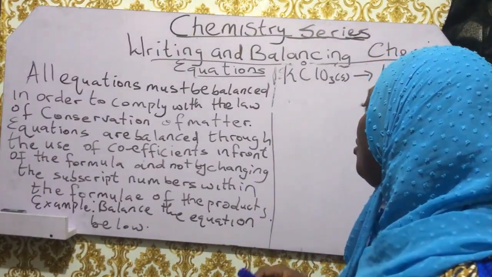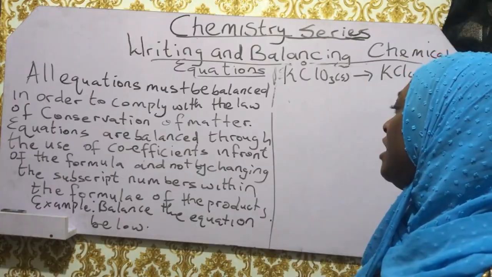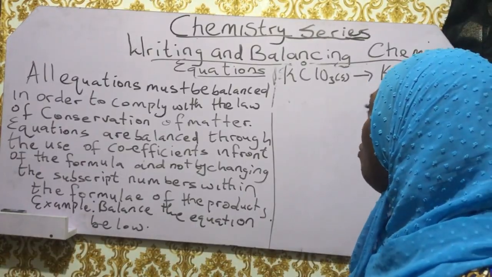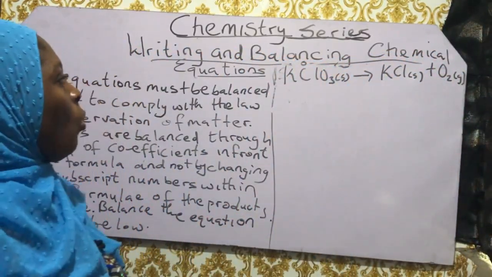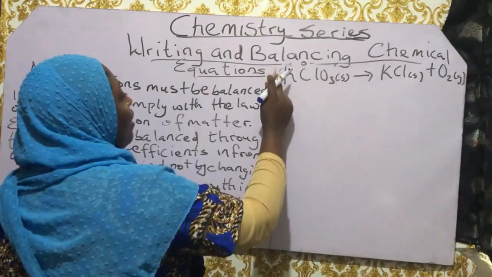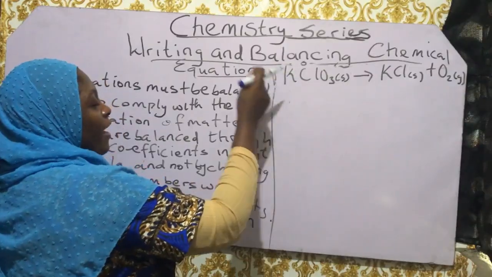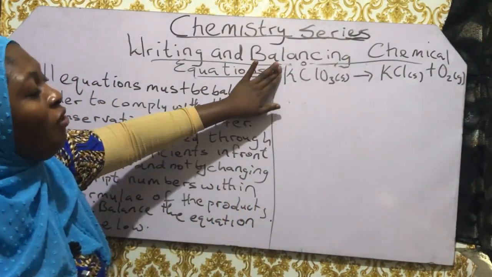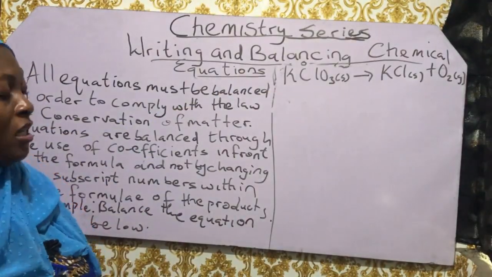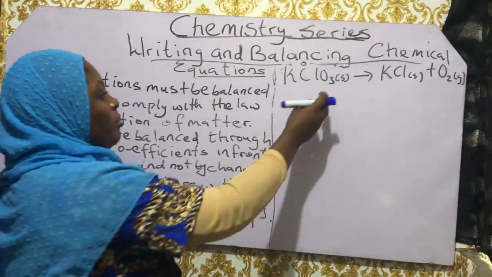Equations are balanced through the use of coefficients in front of the formula and not by changing the subscript numbers within the formula of the product. In the previous class, we learned that coefficients, for example, if you have 1, you don't write it because 1x is the same as x. So coefficients are written in front of the compound or maybe elements, and these are subscripts.